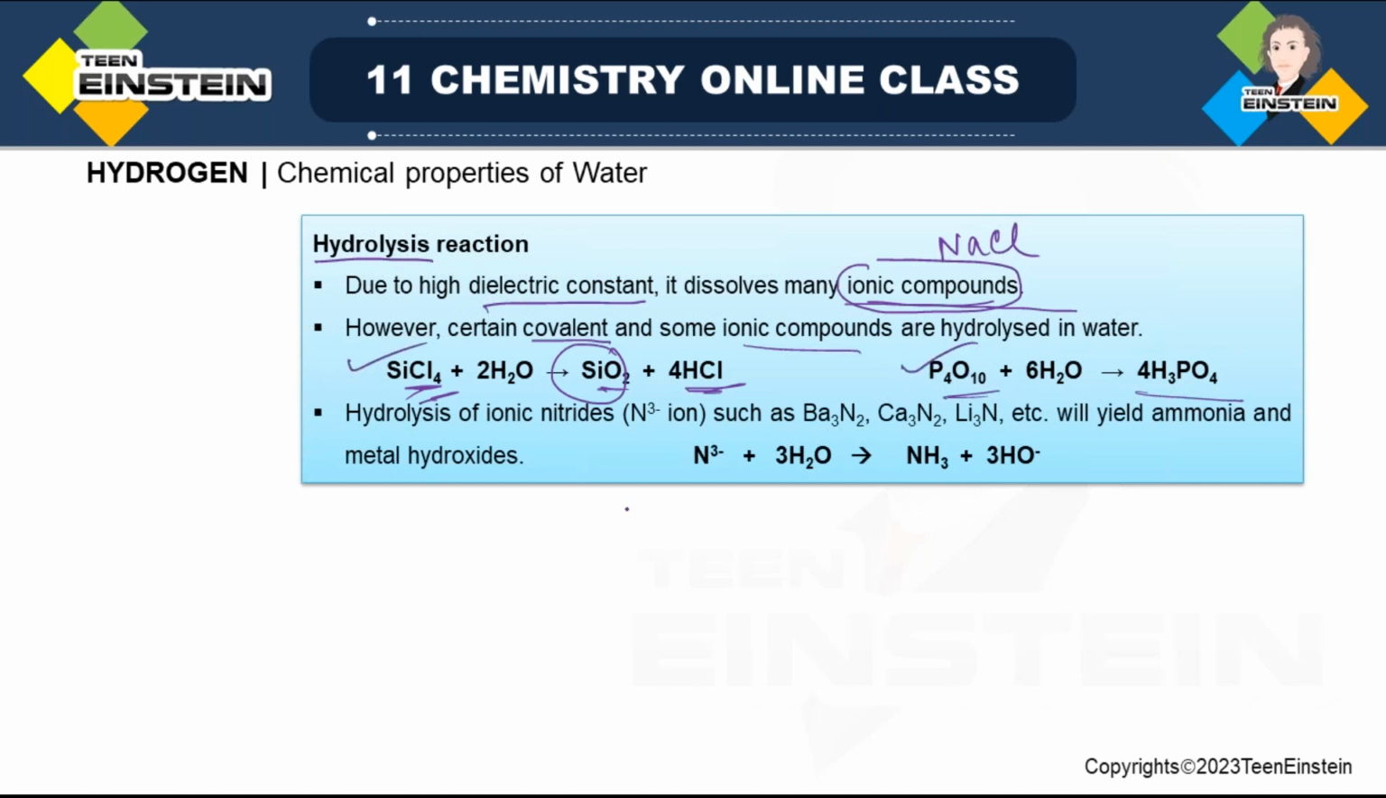Example. Now some ionic nitride. Nitride means which is containing nitrogen 3 negative charge ion. So this ion is known as nitride.